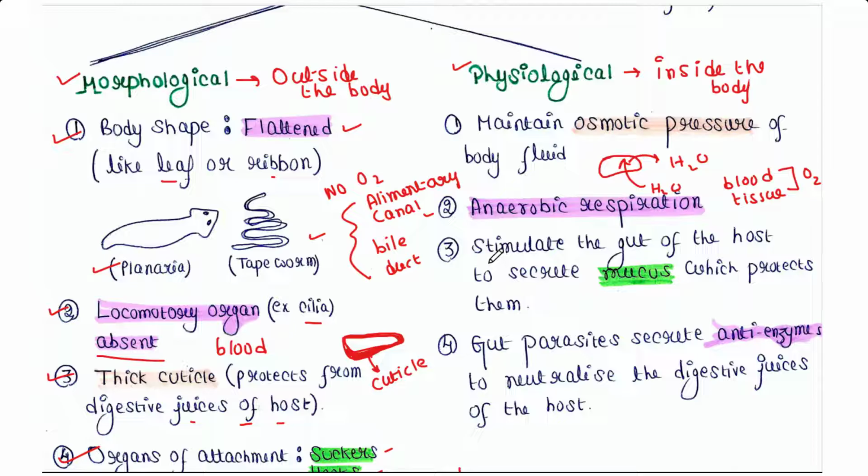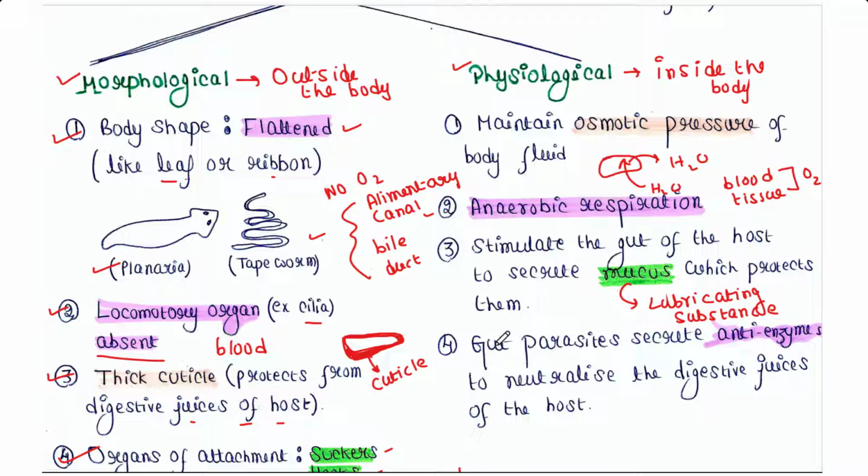So they stimulate the gut of the host to secrete mucus which protects them. So sometimes they stimulate the gut of the host to secrete some mucus, and mucus is some lubricating substance which covers their body and which protects them.